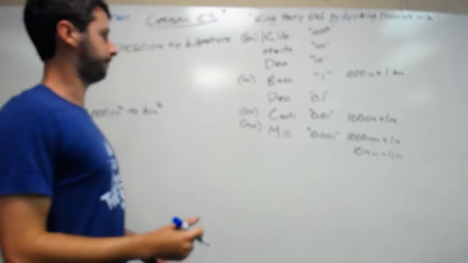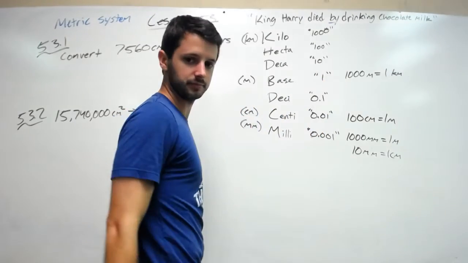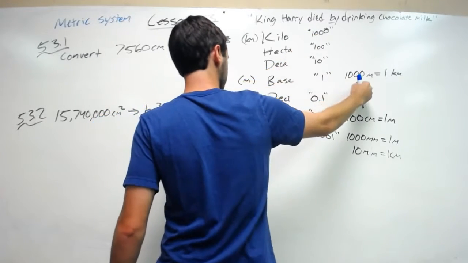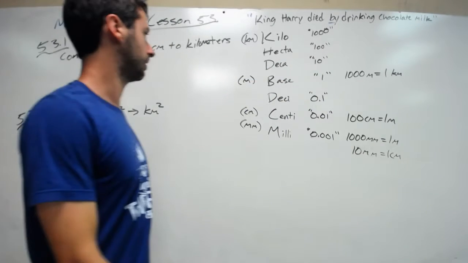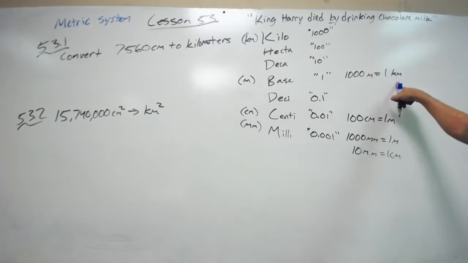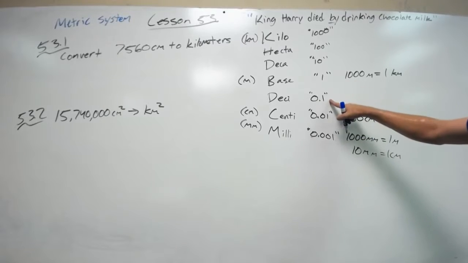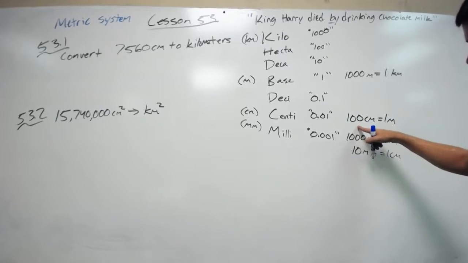Now your base is what you consider your one value. Kilo is 1,000 times the base. So we could say there's 1,000 meters in 1 kilometer. Okay? This goes to the decimals. This is less than the amount of the base. Deci is 0.1. Centi is 0.01. And you'll probably know there's 100 centimeters in 1 meter.